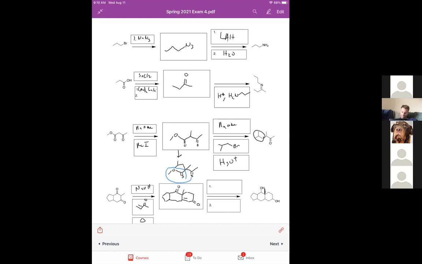And then last step, LAH, water. A little bit straightforward. I think at the end, if we have a little bit of time, we'll talk through these malonic acid and acetoacetic acid synthesis one more time, just to give you guys a little bit of a review on them. Although I think the next synthesis problem might be on one of them.